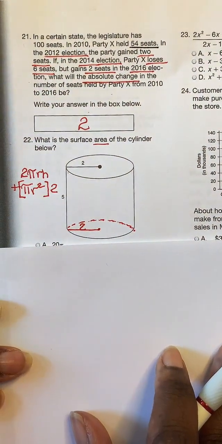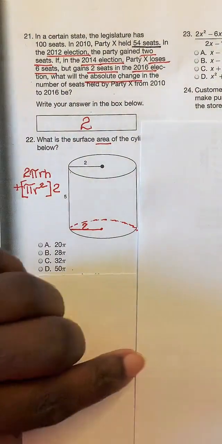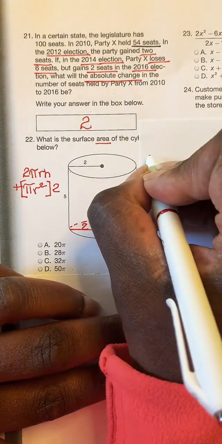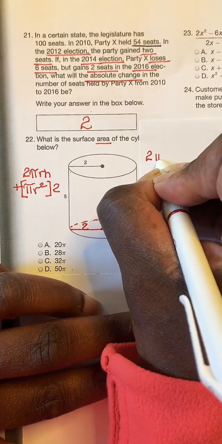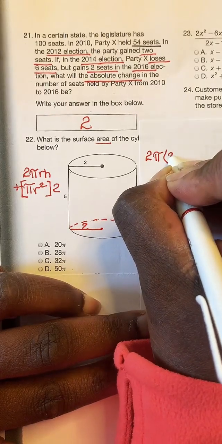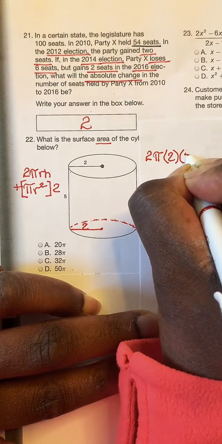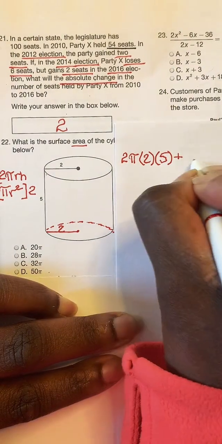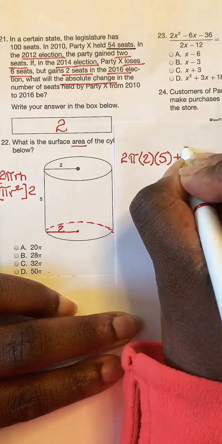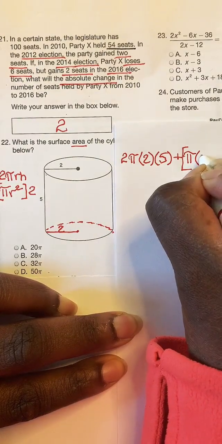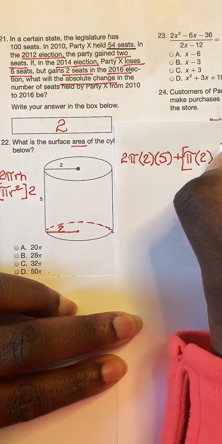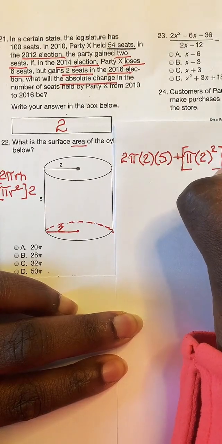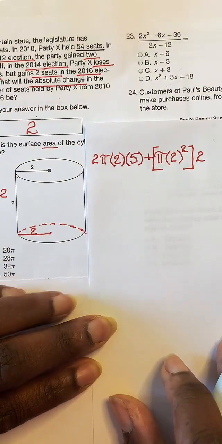So let's plug in what our information is. I'm going to put this paper right here just in case I need more room. All right, so we're saying that 2 times pi times our radius, which is 2, times the height, which is 5. Okay, we're going to add our pi, times our radius, which is 2. And then we got 2 pi r squared. And since there are 2 of those, I'm going to multiply that by 2.